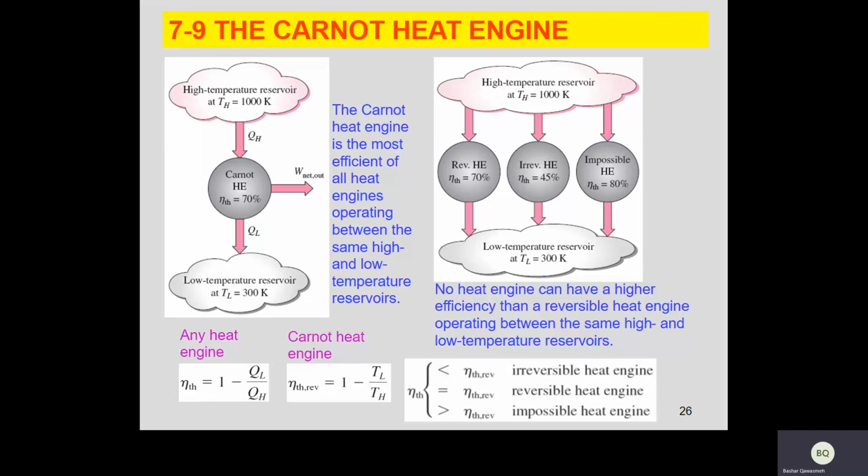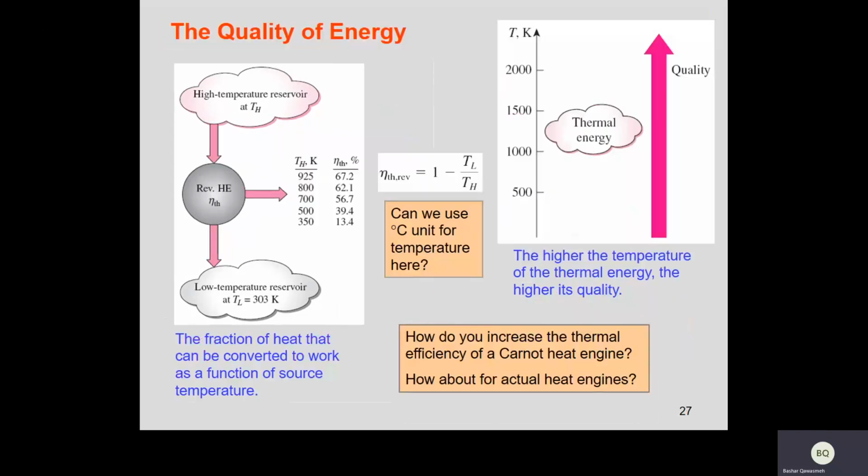One simple way to check the validity or the reality of an invention of a heat engine is always to check its thermal efficiency and see if it's greater than the thermal efficiency assuming that this heat engine is reversible. That means this invention is impossible, and it cannot be realistic.